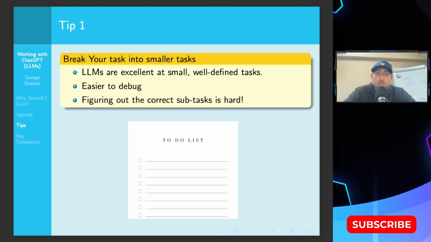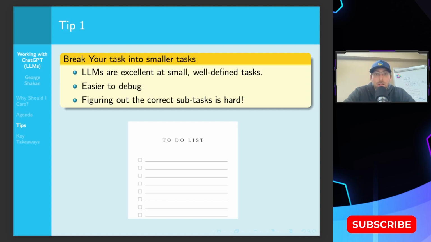Now, if you work like this, it's a bit easier to debug. So why is this? Well, if you have a bunch of smaller tasks that the LLM is working on, you can analyze its response to each one separately. So if it's failing on a particular task, you can focus in on that one rather than trying to debug the whole system in its entirety.